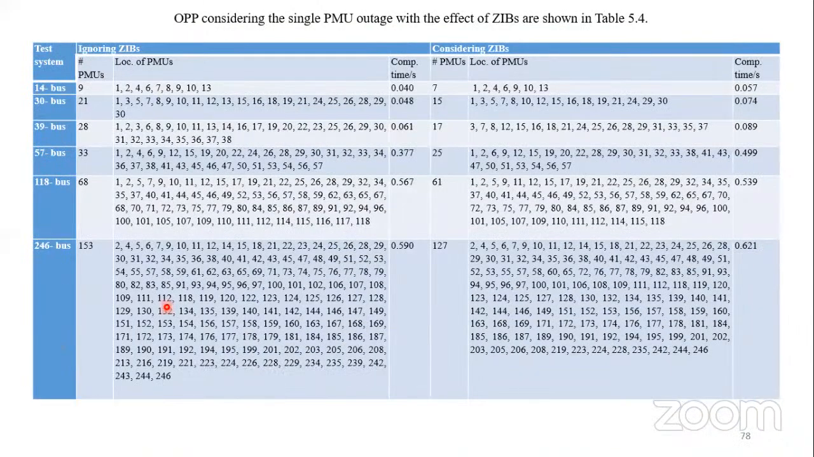Also, we have talked here about the single PMU outage with the effect of zero injection buses. As you are seeing, whenever we are not considering the zero injection buses, the solution is 9, but if we are considering them, the solution is 7. Similarly, there is some reduction in the number of PMUs: 21 and 15. For 39 it is 28 and 17. For 57 it is 33 and 25. And for the 118 bus system, 68 and 61.